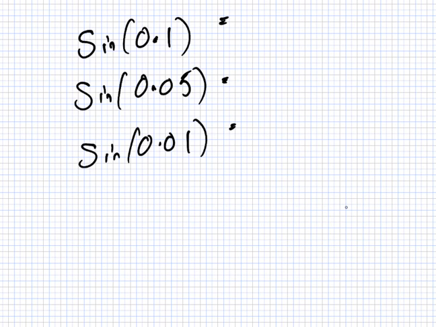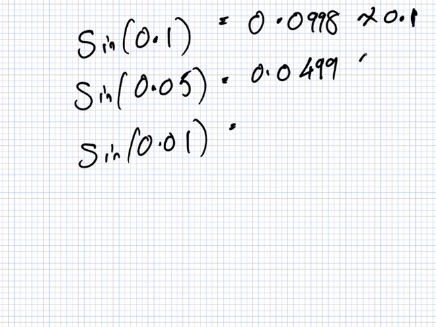What's the first one? You're in degree mode as well. 0.099. 0.0998. So in other words, roughly 0.1. The next one is 0.049. So roughly 0.05. And this one here? Roughly the same.